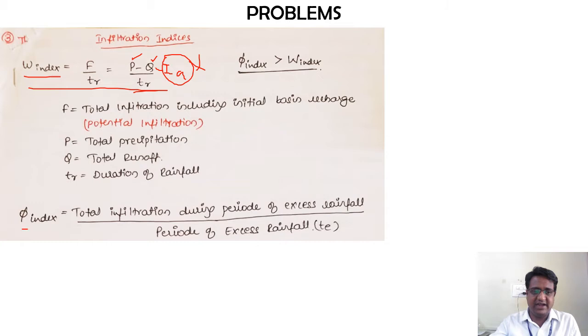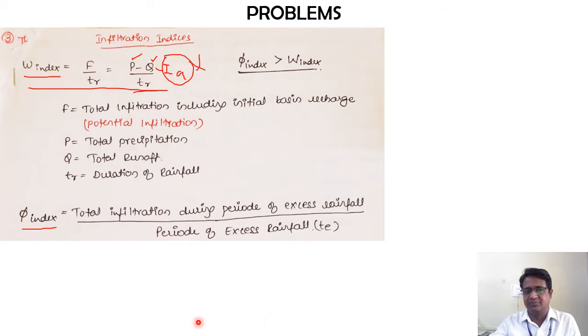Now similarly for phi index, it is the total infiltration during the period of excess rainfall divided by the period of excess rainfall. So for W index we are considering the total duration, total precipitation and total runoff, whereas in the phi index we consider the infiltration only during the excess rainfall, not during the other period. Okay, and divided by the period of excess rainfall, that is TE.